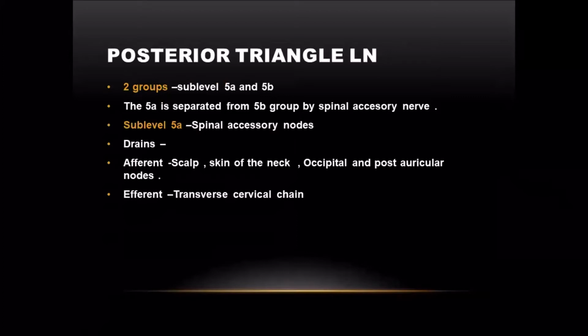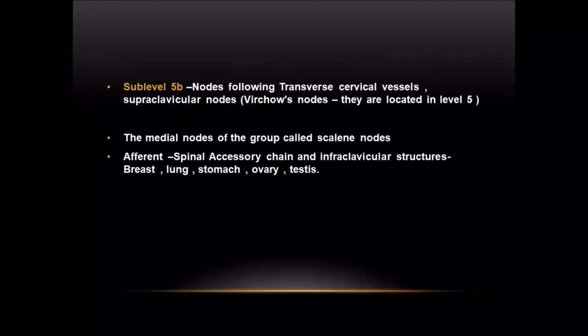The part of the boundary that is superior to the spinal accessory nerve is sublevel 5A, and it drains most of the posterior aspect of the scalp, the neck skin, occipital and posterior auricular lymph nodes. And the efferent goes into the transverse cervical chain, that is the sublevel 5B lymph nodes. Sublevel 5B is also called transverse cervical nodes or supraclavicular nodes.